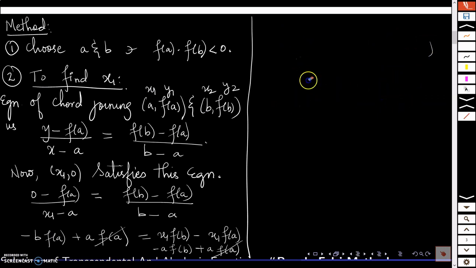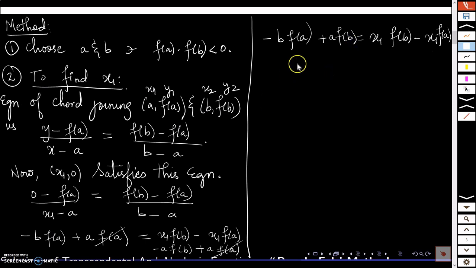So simplifying the last expression, what we have is minus b times f of a, and this side I have x1 into f of b, and minus x1 into f of a, and the last term minus a times f of b, I will push it that side, so that will become plus a times f of b, right?